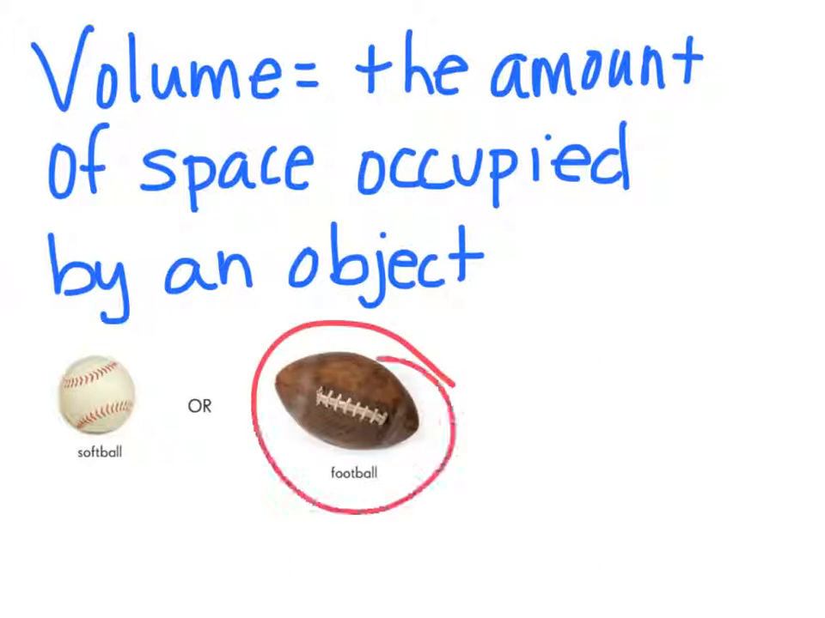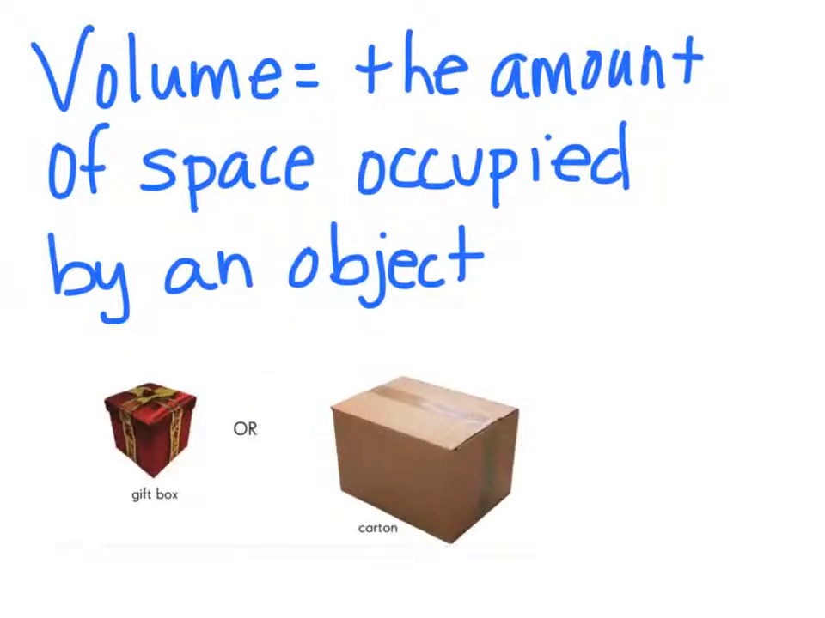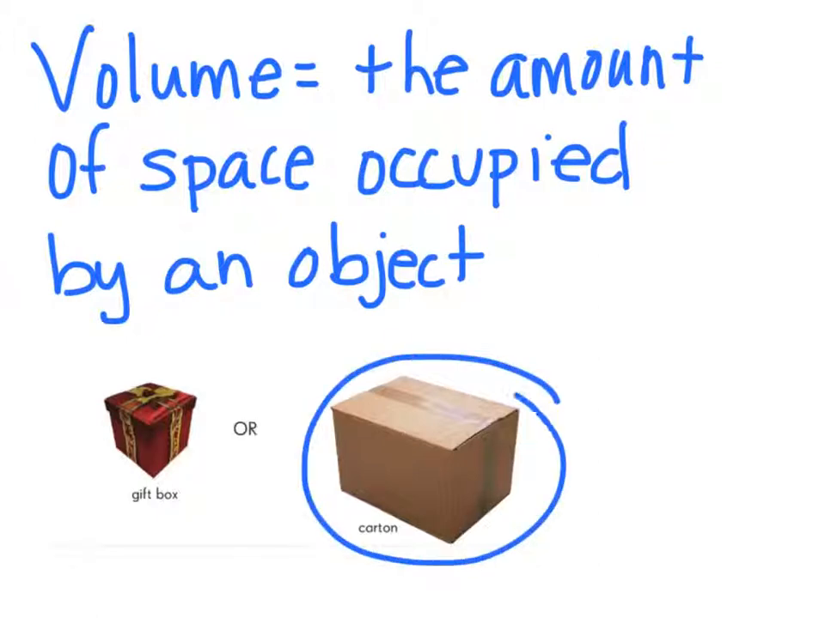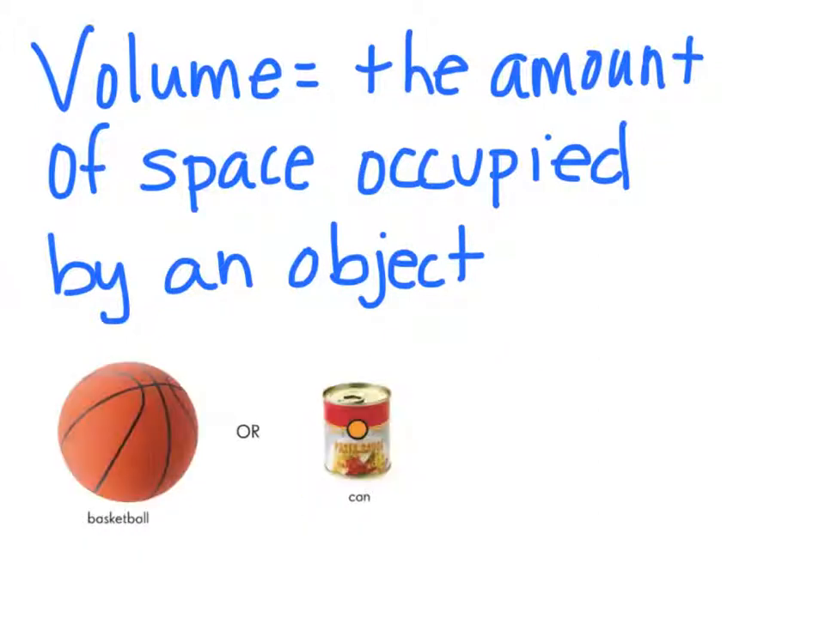Right, the football. And which of these objects has the greater volume? The giant carton, right? It takes up more space. And which has the greater volume, the basketball or the can of pasta sauce? Well, of course, it's the basketball. It takes up more space.